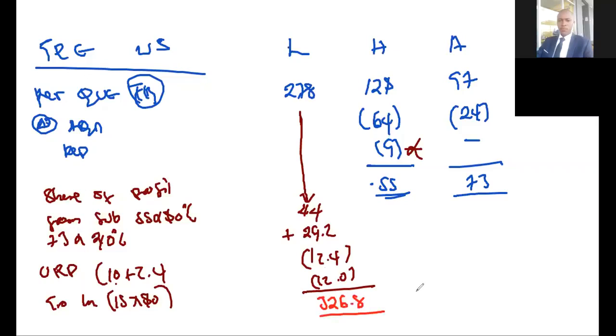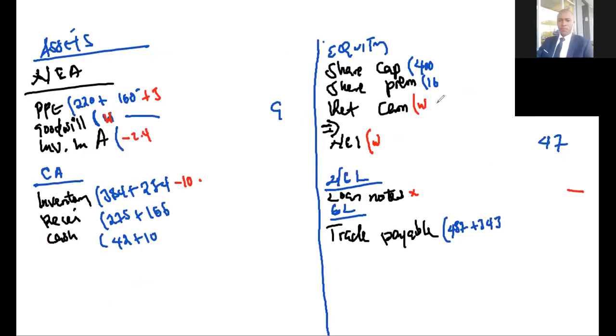So immediately we go and post to the SFP. 326.8 as our retained earnings here. Retained earnings, working number. I'm writing fast because of my battery. 326.8.